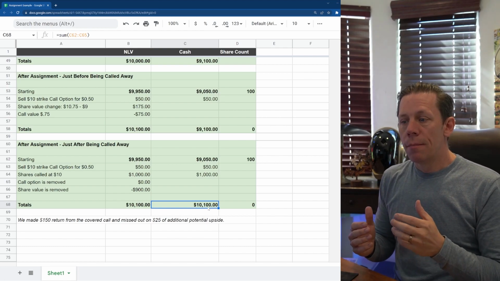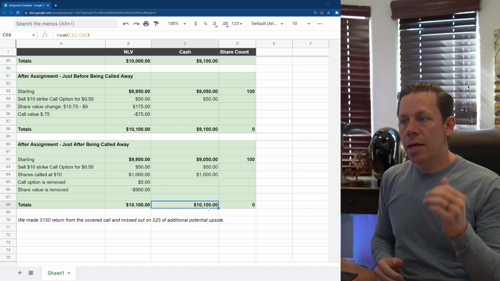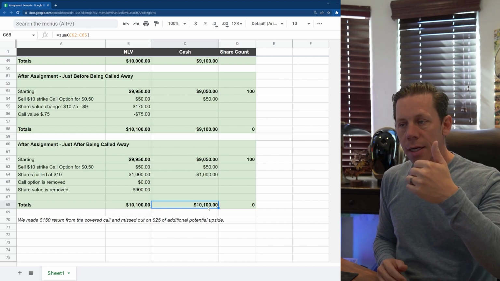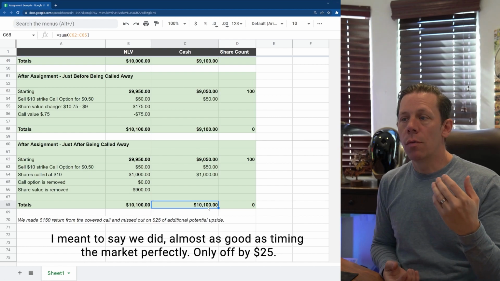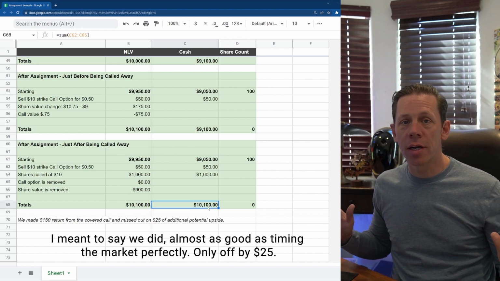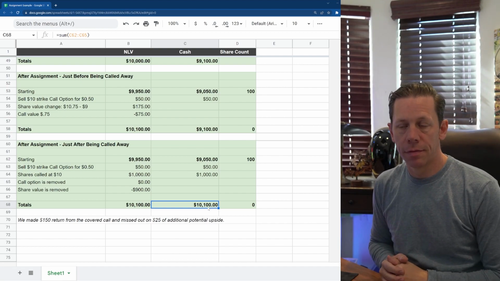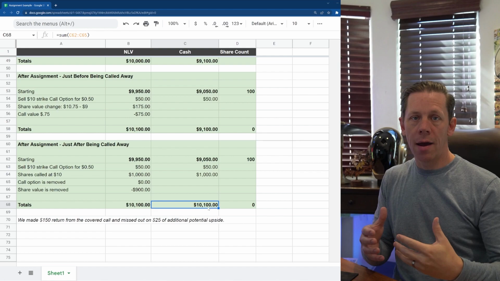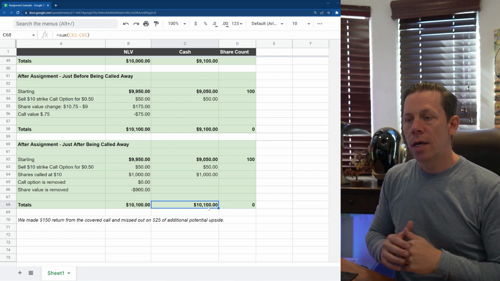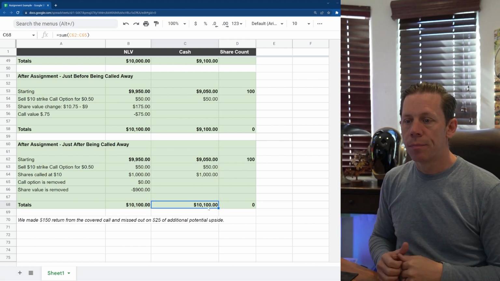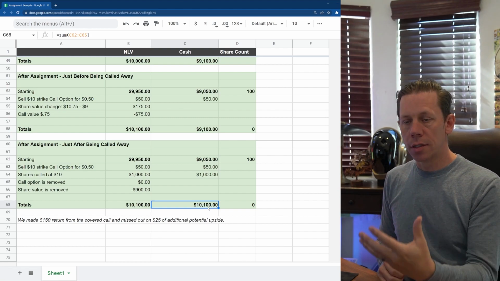Even though the stock really didn't move around that much, and even though we held through the dip and it came back up, we're actually making $25 more than what we would have made by timing the market perfectly, buying the stock at $9 and selling it at $10.75. That is really the power of selling options. We don't need to time the market. We don't need to worry about these extra things. We'll roll with the stock price by just selling options continuously.